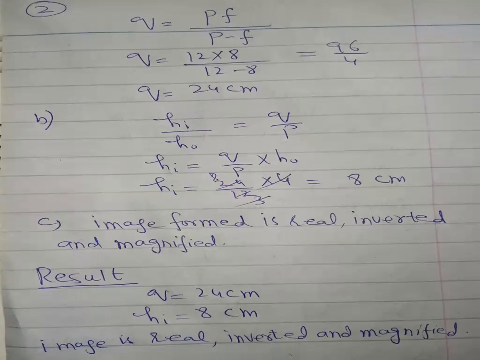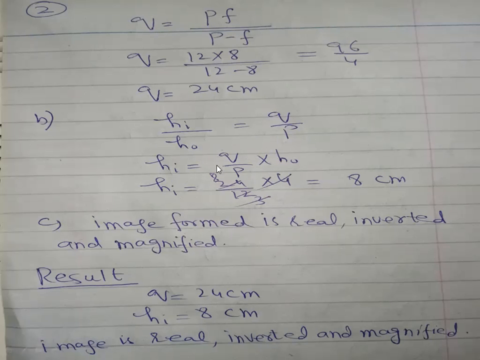One more thing which is required in this numerical is the height of the image. How can I use this formula? HI over H naught is equal to Q by P. I have discussed this formula also in my previous lecture. HI is equal to Q by P multiplied by H naught. H naught you have to remember: H naught is the object height and HI is the image height.